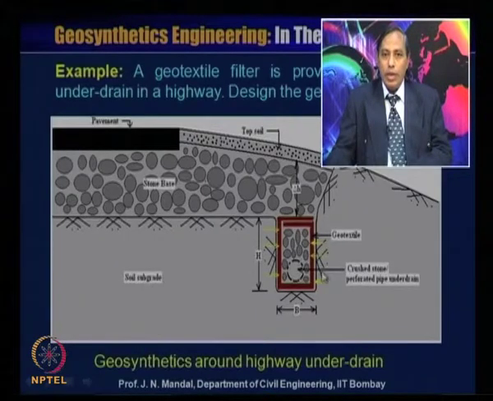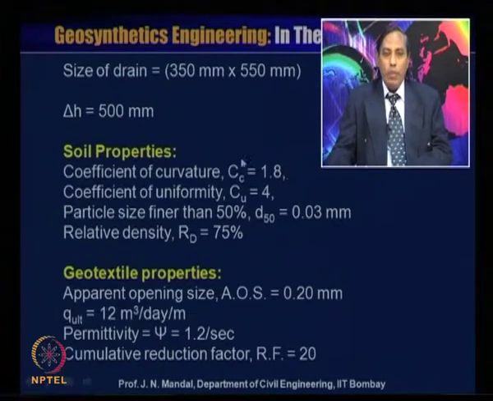That means this delta H is 500 millimeter. Now, we should know what the soil properties are. Coefficient of curvature Cc is 1.8, coefficient of uniformity Cu is 4, particle size finer than 50%, d50, is 0.03 millimeter, and relative density Rd is equal to 75%. These are the soil properties.